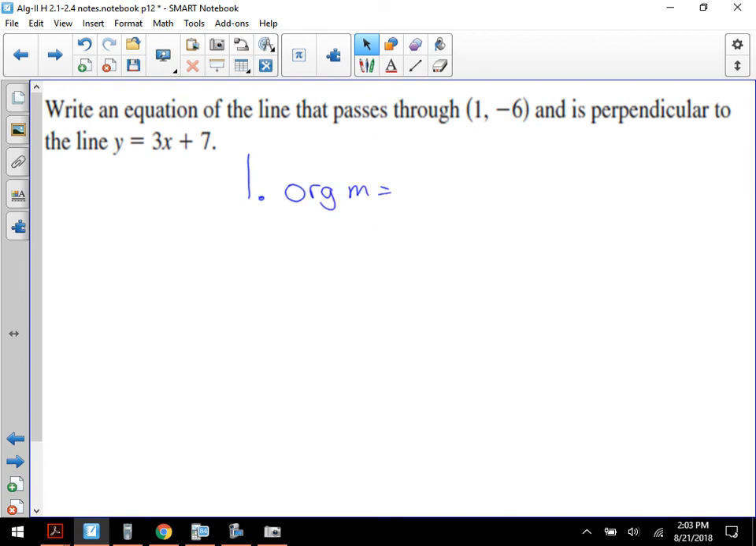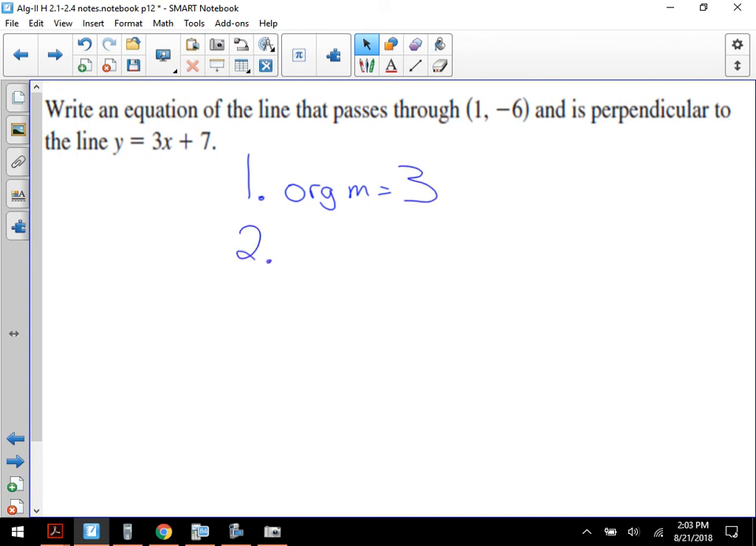In this problem, it says write the equation of the line that passes through (1, -6) that's perpendicular to the line y = 3x + 7. What's the original slope of the line I'm working with? 3. Okay, so I'm writing it down. My original slope is 3.